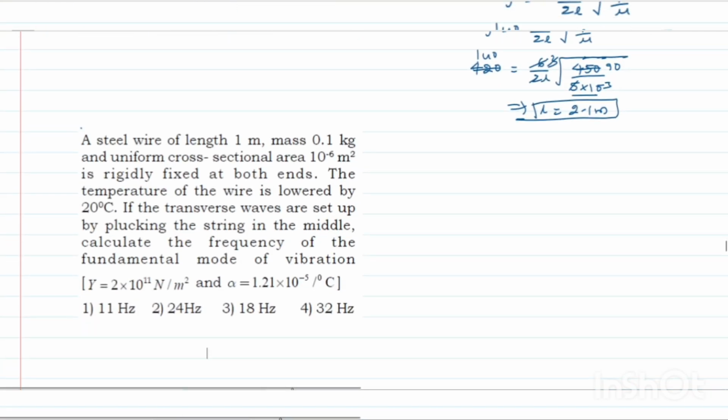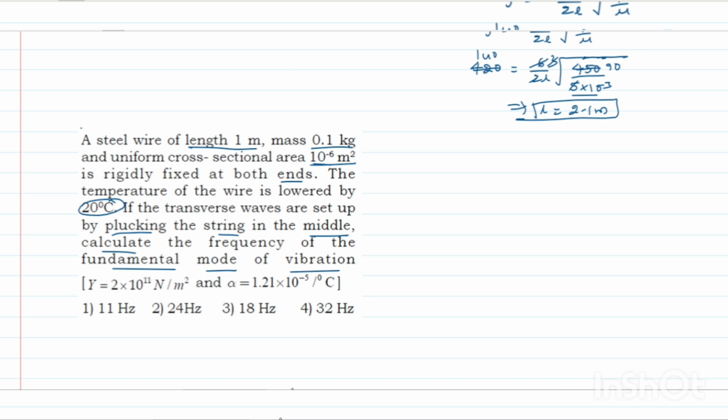Let us see the next question, students. A steel wire of length 1 meter and mass 0.1 kg, with uniform cross-sectional area 10 power minus 6 meter square, is rigidly fixed at both ends. The temperature of the wire is lowered by 20 degrees Celsius. If transverse waves are set up by plucking the string in the middle, calculate the frequency of the fundamental mode of vibration. Alpha is given and Y is given.